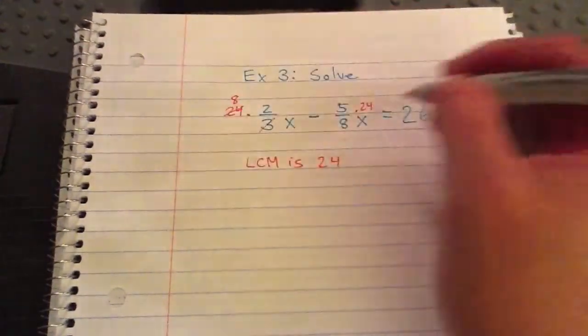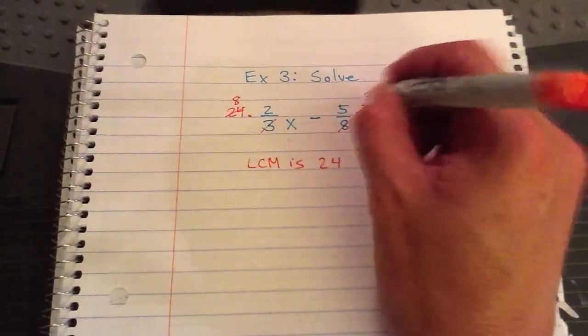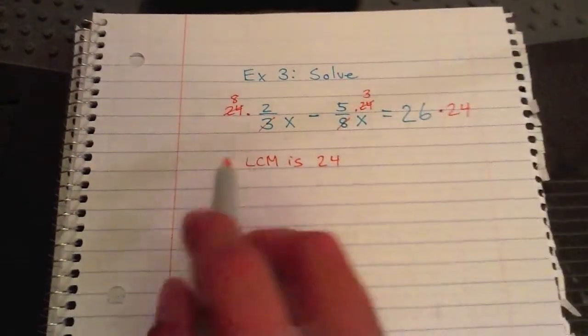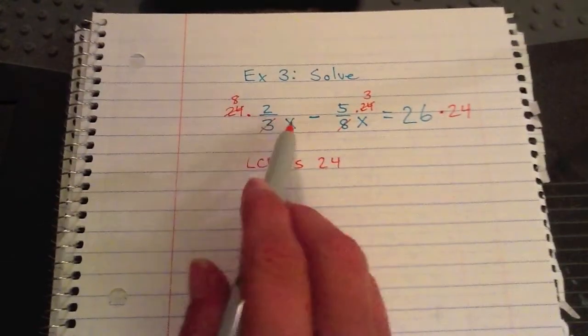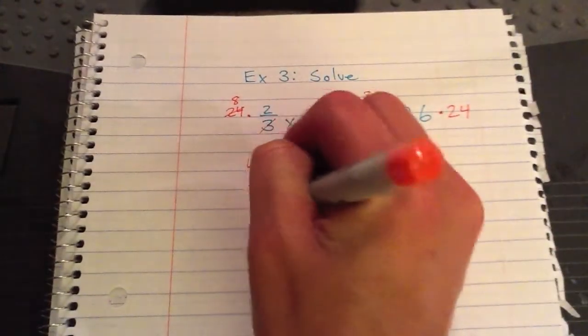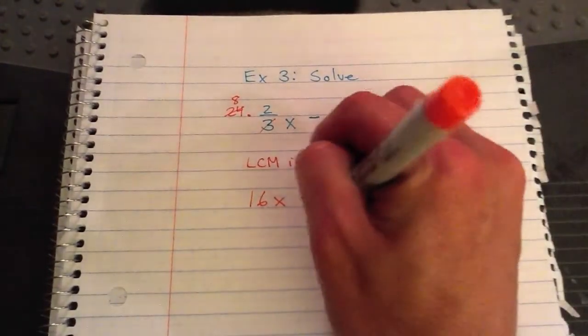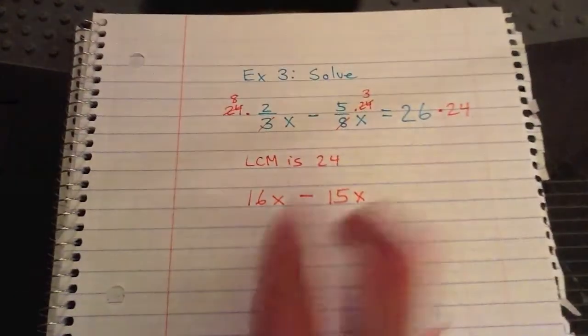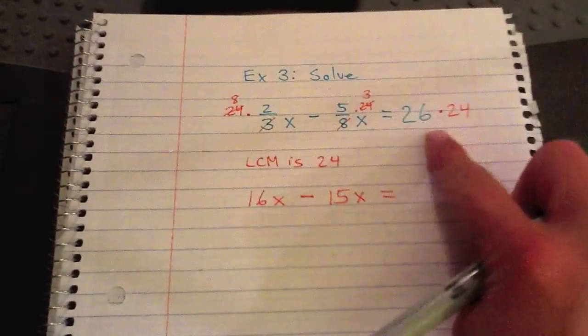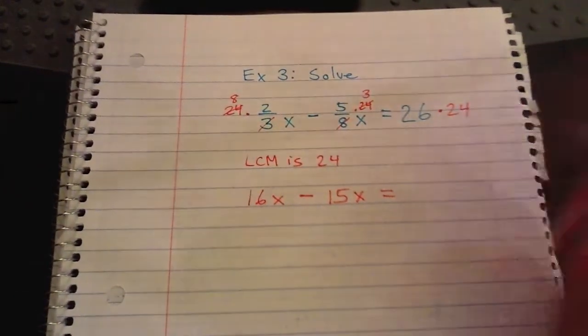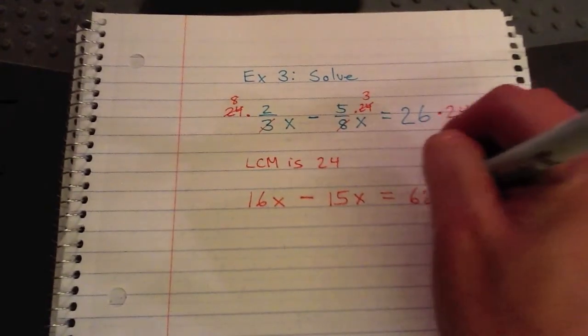Cross cancel, I have 3, 8, 8 and 3. Now I go ahead and simplify. So I have 8 times 2, which is 16, so I have 16x. Subtracting 5 times 3, which is 15x, don't forget your x's there, equals, and when you multiply 26 times 24, you end up with 624.